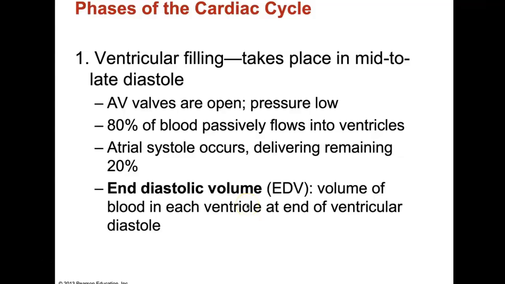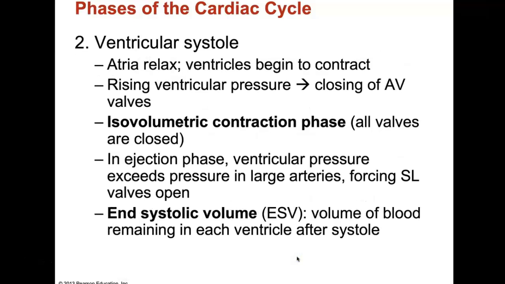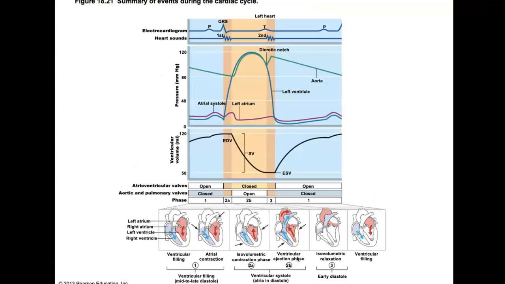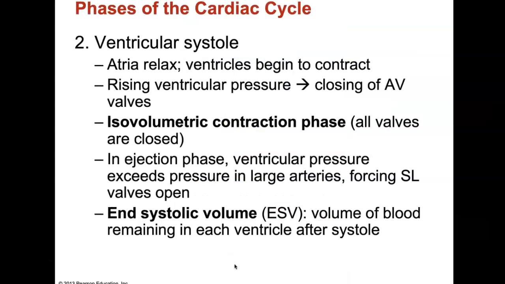Then the atria relax and the ventricles depolarize. Atrial diastole persists through the rest of the cycle. Let's move over to the second phase of the cardiac cycle, which is ventricular systole. During ventricular systole, the atria relax, the ventricles begin to contract, their walls close in on the blood in their chambers, and ventricular pressure rises rapidly and sharply, closing those AV valves.